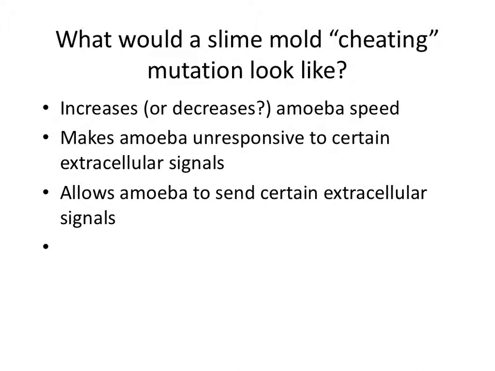Another type of cheating mutation might be that you produce some sort of chemical that prevents other amoebas near you from responding to cyclic AMP, for example. So you prevent other amoebas from traveling as quickly, like you say, nobody pay attention to the signal that you're getting. I'm going to go that way, but you guys stay here.